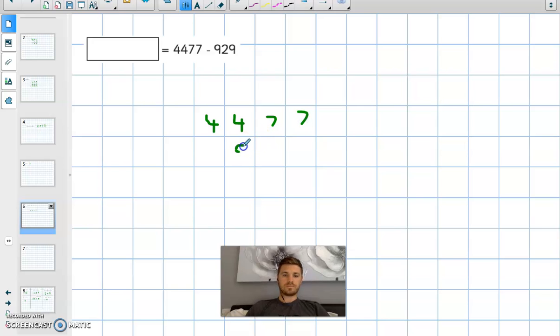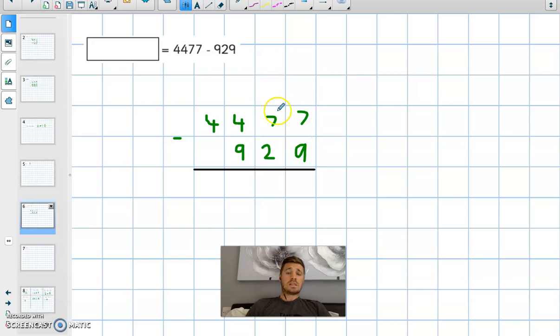So I'm going to just line up the digits in the correct place value. And I'm going to start subtracting from the smallest digit. So 7 take away 9, we can't do. So we go next door to borrow from here. So 7 becomes 6, and that 7 becomes a 17. So 17 take away 9 is then 8. 6 take away 2 is 4.